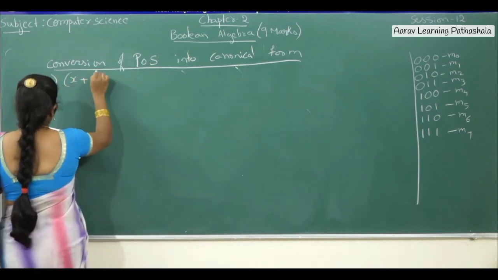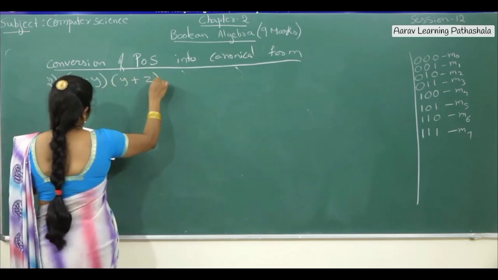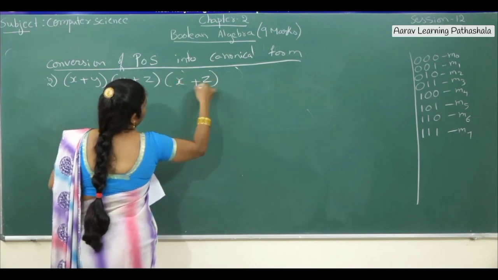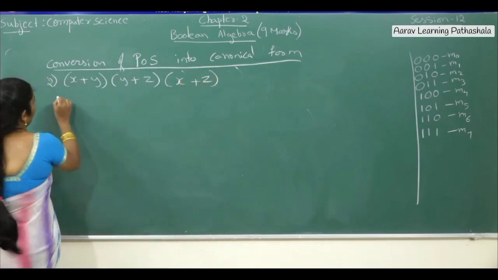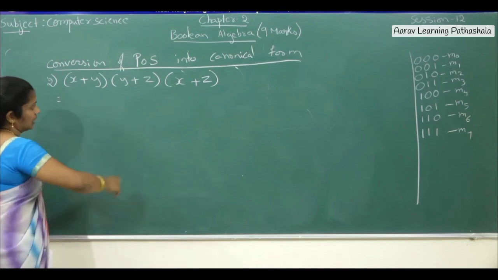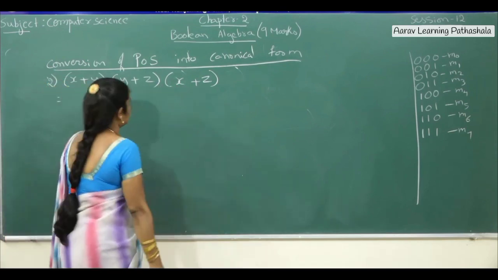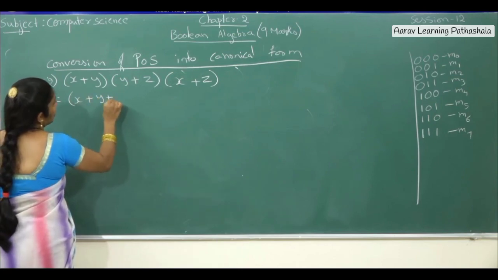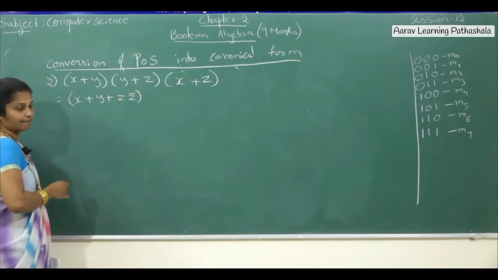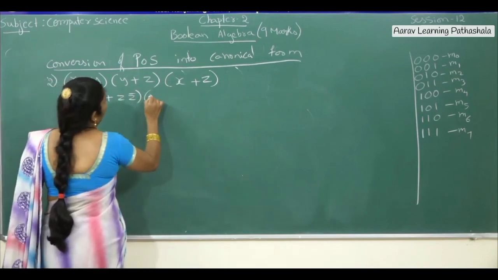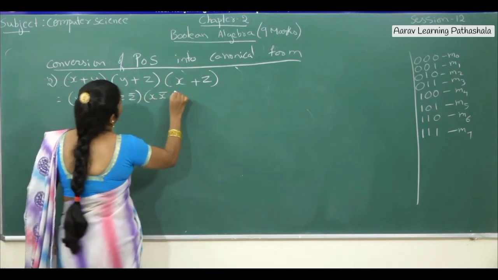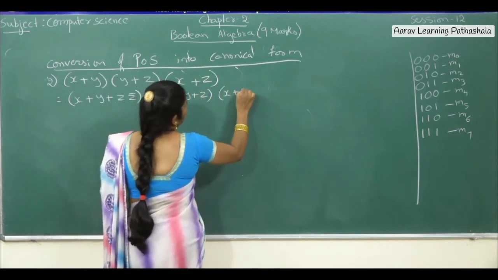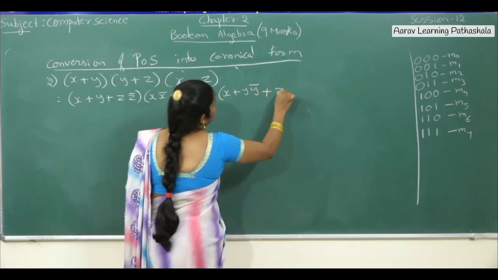X plus y, y plus z, x plus z. Consider this the equation. Now here see, z is missing, here x is missing and here y is missing. That's why what we will do: x plus y plus z into z bar. For the second part, x into x bar plus y plus z. Now here x plus y into y bar plus z.